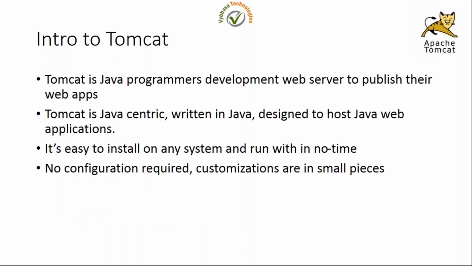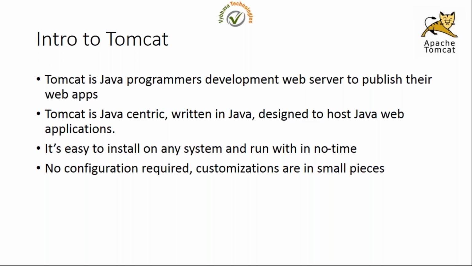So, the basic intro overview of Tomcat. Tomcat is specially developed using the Java language. It is developed as a web server, and it is used for publishing developed web applications. Any web applications that run on Java use two specifications: the servlet specification and the JSP specification.